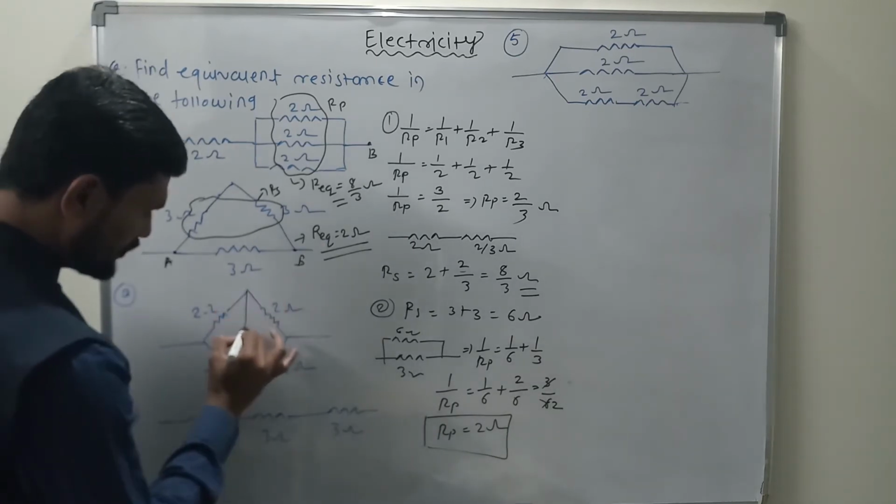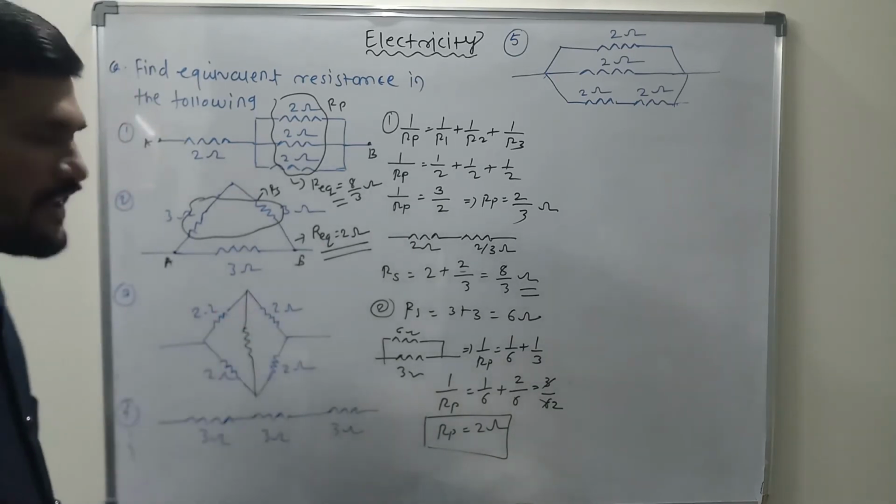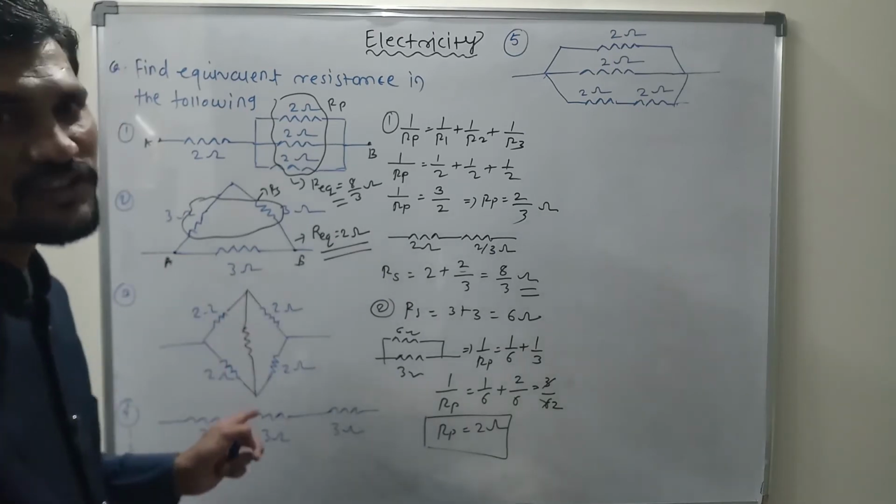Actually here there must be one more resistance connected, and this type of circuit is called the Wheatstone's type of circuit.